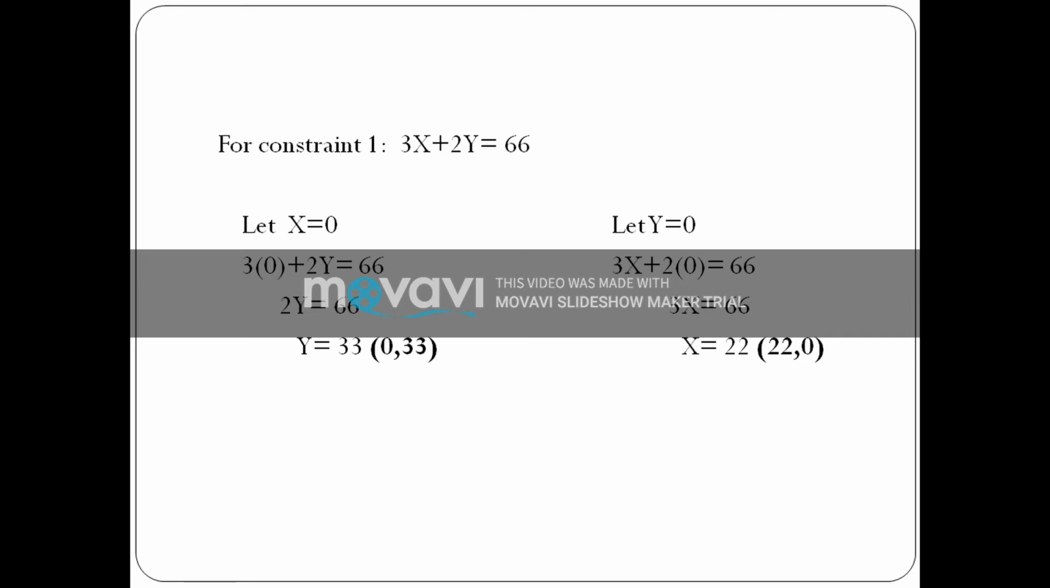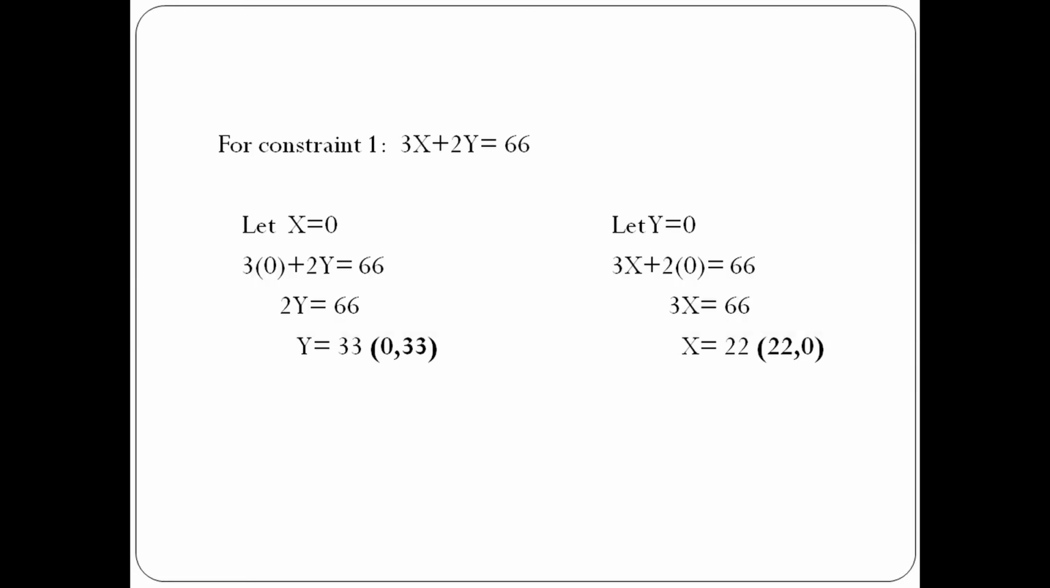Now we solve for the values of x and y of each constraint. For constraint 1, 3x + 2y = 66, letting x = 0 results in y = 33, and letting y = 0 makes x = 22.